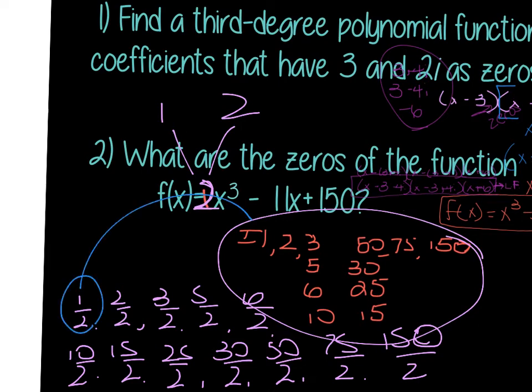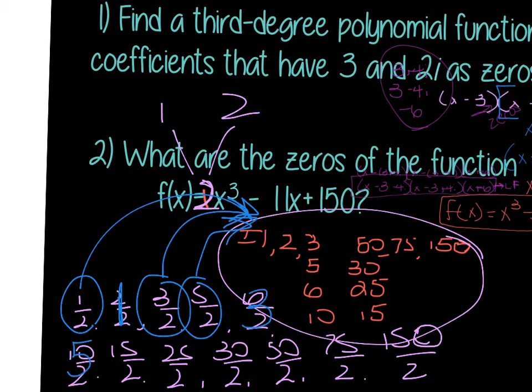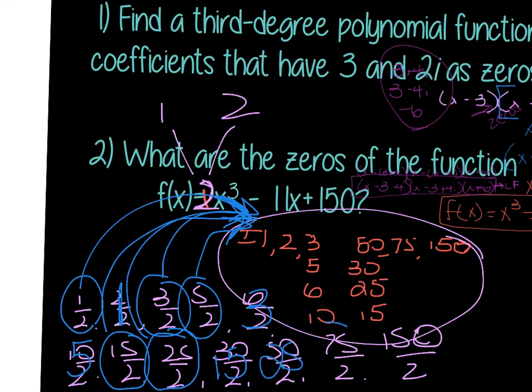So this is going to stay. It's going to get added to my possible. But this becomes a 1, and I already have a 1. This is 3 over 2. That would get added to my possible bank. 5 over 2 is going to get added to the possible bank. This becomes 3, and I already have it. This is 5. I already have it. 15 over 2 would also get added. 25 over 2 would get added. 30 over 2 would become 15, and I already have it. 50 over 2 would become 25, and I already have it. 75 over 2 would get added. And 150 over 2 is 75, and I already have it.